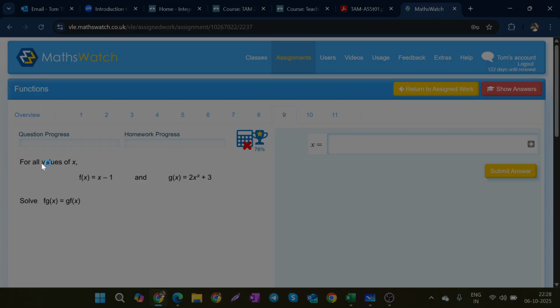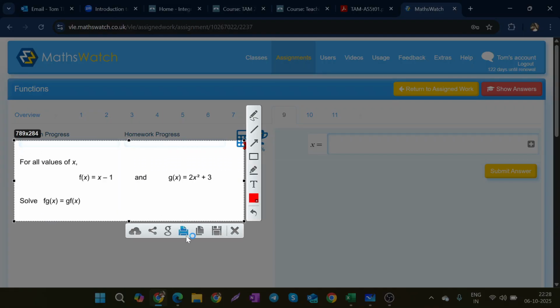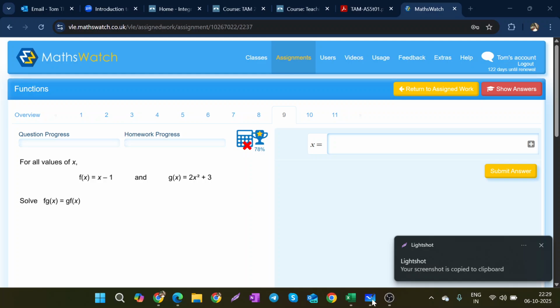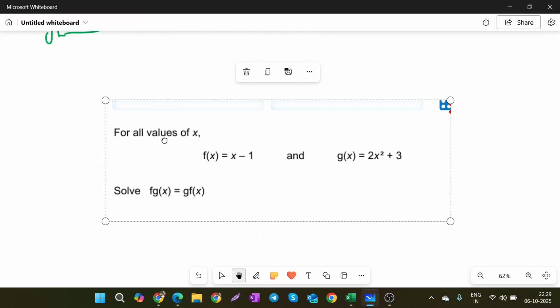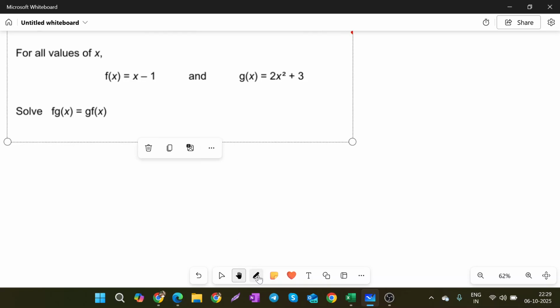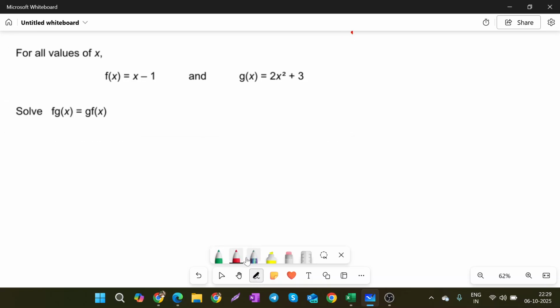Oh, this one is tricky, so I'll go a bit more slowly on this one. This one is slightly difficult because we don't have numbers there, we just have expressions. So we are doing fg of x. Again, same idea. Look at the box. You ask yourself, what is g of x? Well, we know g of x is 2x squared plus 3.